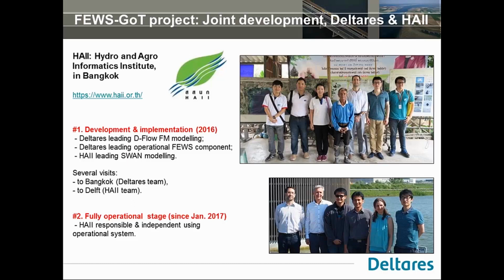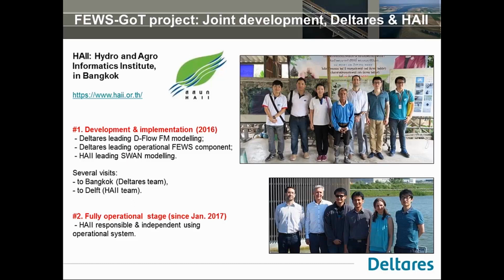A few visits occurred from side to side because this kind of project really gains from this kind of exchange and on-the-job training. As a project, there were two major phases. One last year, just to give you a notion of the kind of timeline such a project goes through. Last year, around 10 months were used to develop and implement the system.